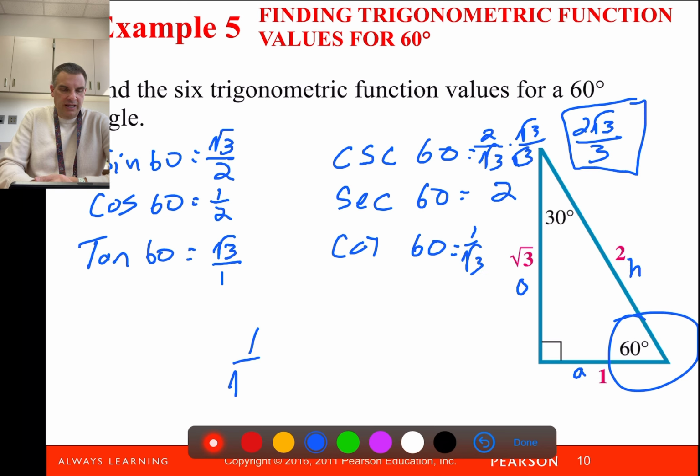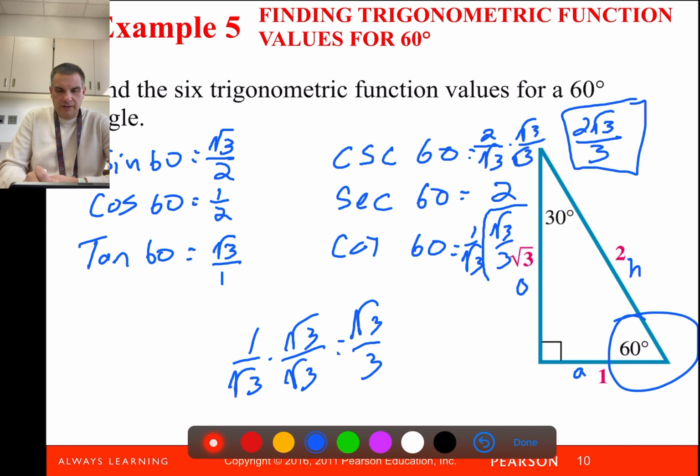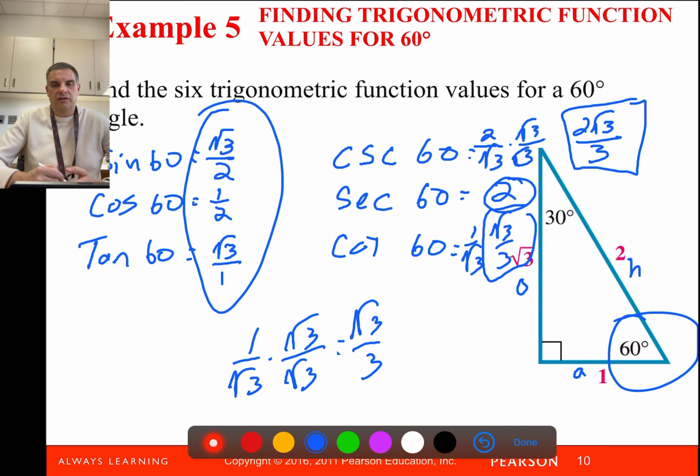But again, we can't leave that like that, so we have to multiply by the square root of 3 over the square root of 3. So it's the square root of 3 over 3. So there are your solutions for the 6 trigonometric values for a 60-degree angle. And that's always what it's going to be for a 60-degree angle, or anything that can be associated with a 60-degree angle. And we'll talk more about what I just meant there in just a little bit.